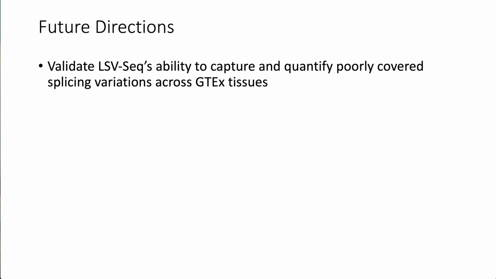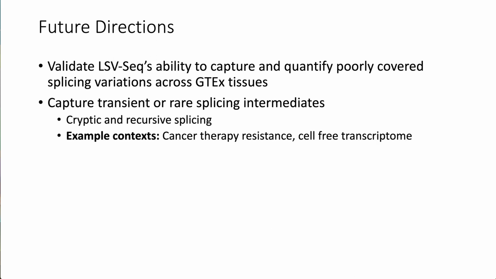For our future directions, we hope to first validate LSV-Seq as a technology by seeing how well we are able to capture and quantify the poorly covered splicing variations in GTEx that I showed you in the intro slides. Once this is established, we're especially interested in trying to capture transient or rare splicing intermediates, for instance, those that occur in cryptic and recursive splicing. We're also interested in specific contexts with these types of splicing intermediates, like cancer therapy resistance or the cell-free transcriptome.